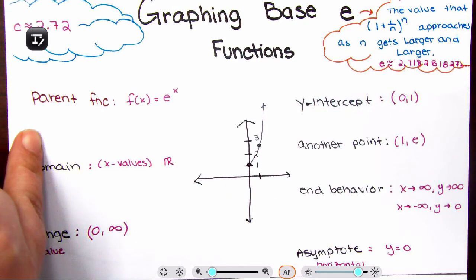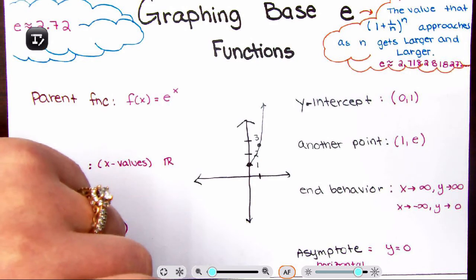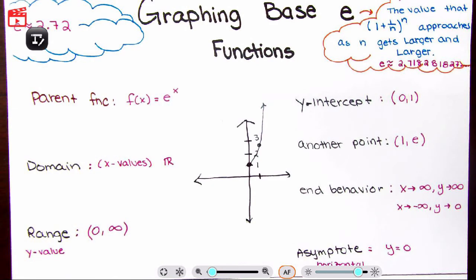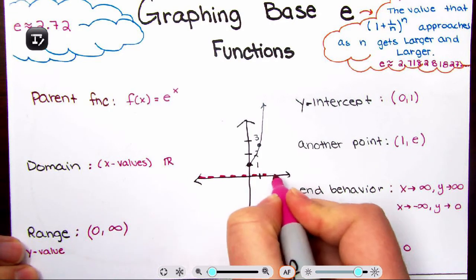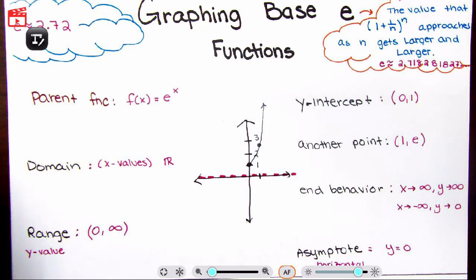We have an asymptote at y equals 0. That means that that line is something we don't touch, we don't cross. And that line is here at y equals 0. You notate an asymptote with a dotted line. So here's your dotted line.